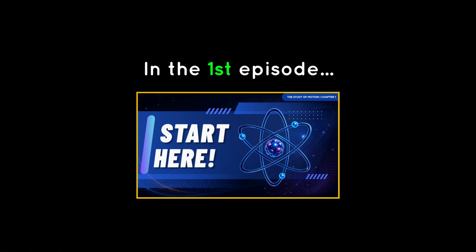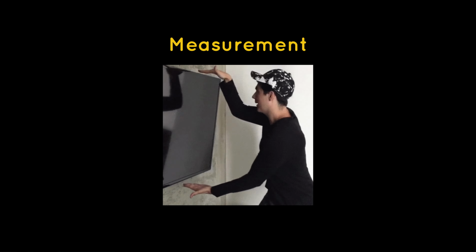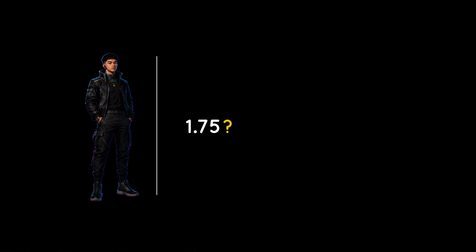In the first episode, we said physics is a way of reading the universe, and the first thing we need to read is measurement. So let's start with a simple problem. If I tell you someone's height is 1.75, do you know how tall they are? Not yet. Is that meters, feet, something else? You see, a number without a unit is incomplete.